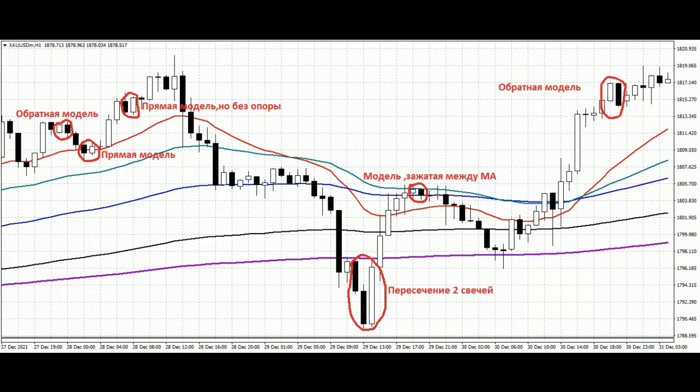In terms of my methodology, the model is direct and reverse. Direct model is a model that is reversed according to the trend. Reverse model is against the trend. That is, you can trade both models on a rollback, but keep in mind that the reverse model is traded with smaller volume and the deal cannot be held over.